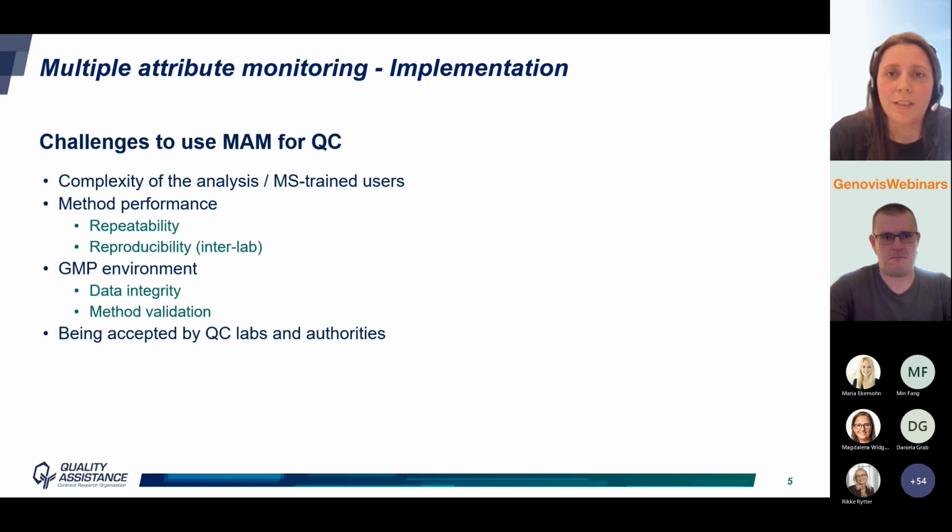To implement such a method in a QC, there would be a number of challenges. The first one is that it is assumed to be complex because it requires MS data and probably MS trained users. To have a use in QC, we need to make sure of a number of things. We need to check the performance of the method, which means checking the repeatability and reproducibility. To work in a GMP environment, we always take care of data integrity, and this means also working with validated software, so software which are compliant. And we always need to validate the method. And finally, one challenge would be that the approach should be accepted by QC lab and authorities.